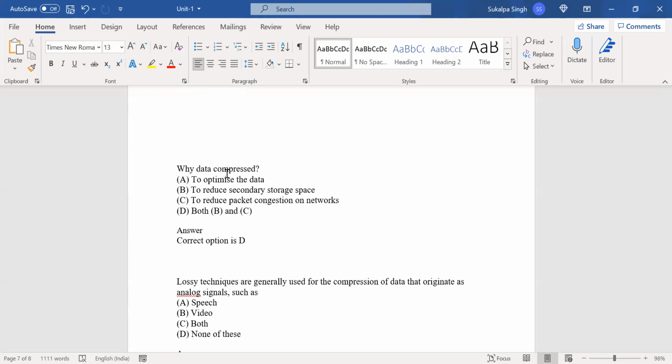Next is why data is compressed. So, to optimize the data, yes. To reduce secondary storage space, yes, it will help. To reduce packet congestion on the network. So basically these three are the properties, the benefits of why we are compressing the data.